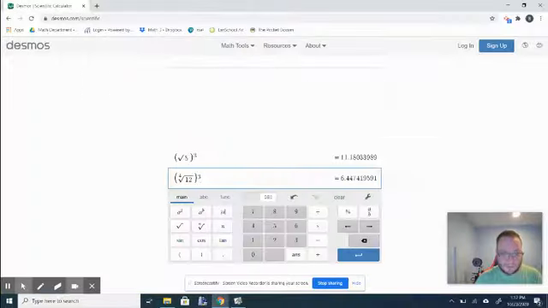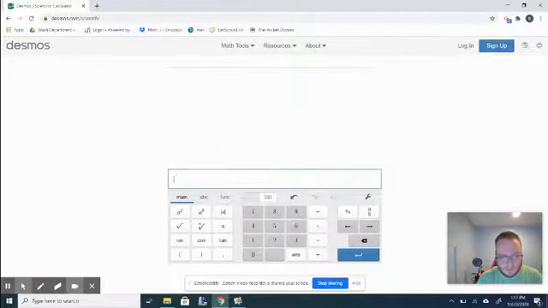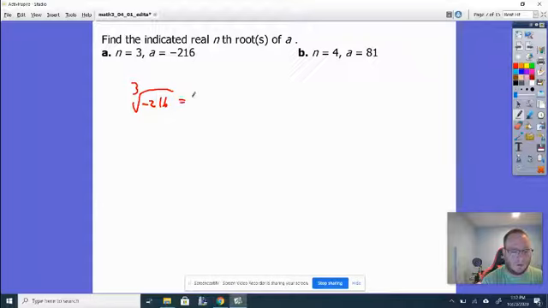Okay, so heading over to Desmos. So cube root of negative 216, I get negative 6. Okay, only one answer because of the odd root here. Now I have a fourth root, though. It's an even root.